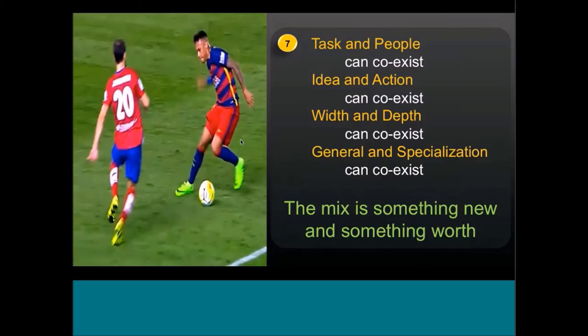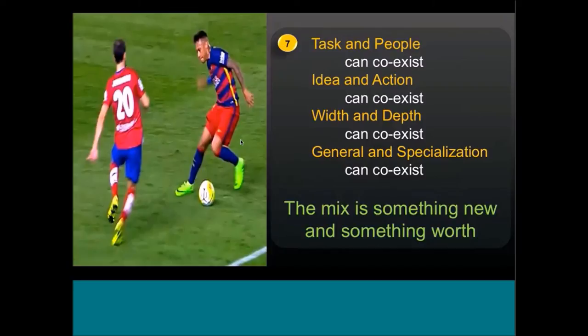Tasks and people can coexist, though they seem to be opposite. I want to be task driven, not people important, what can coexist? Ideas and actions can coexist. You need the ideas to act upon. You need actions to convert ideas. Width and depth can coexist and should coexist, either in terms of market or in terms of people. General and specialization can coexist. You need both. That means coexistence in the same opposites.